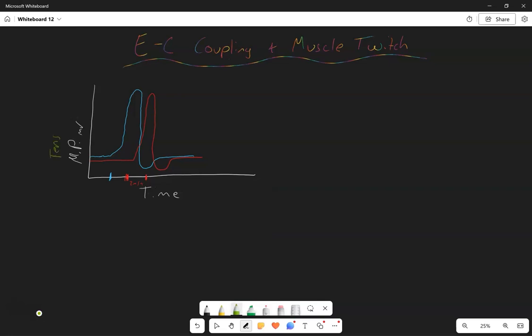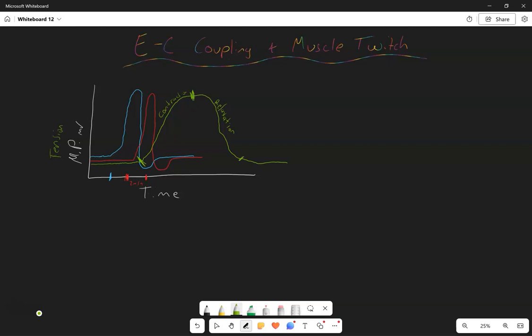Now, if we add in a third graph, this third graph is going to be tension of the muscle cell. So all of that stuff happens, and then all of a sudden the tension goes up as the muscle cell starts to contract. It hits that tension, then comes down and comes back to rest. This right here is your period of contraction, and from here to here, that's your period of relaxation.